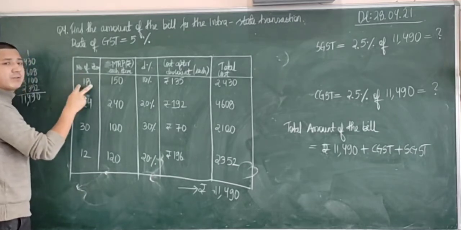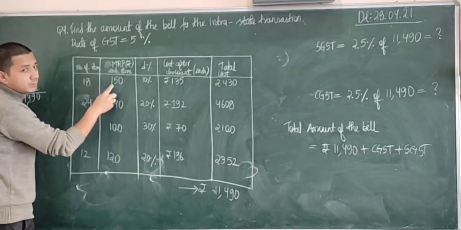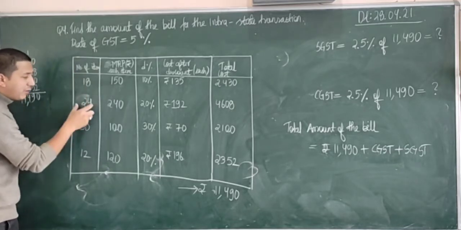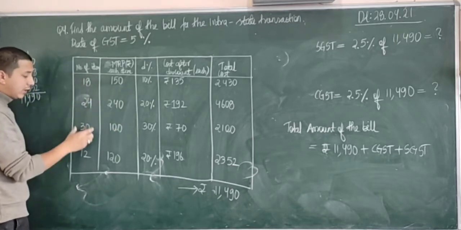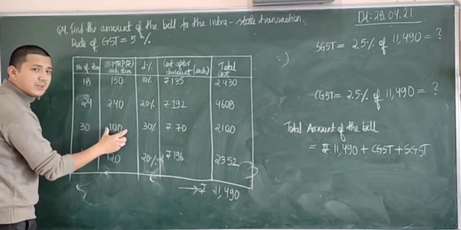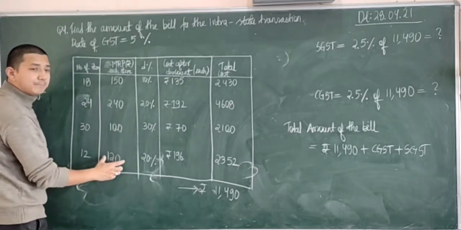There are 18 number of items and the cost of one item is 150. Understand my point? There are 24 number of items. The cost of one item is 240. There are 30 number of items. Cost of one is 100. There are 12 number of items. The cost of one is 120.